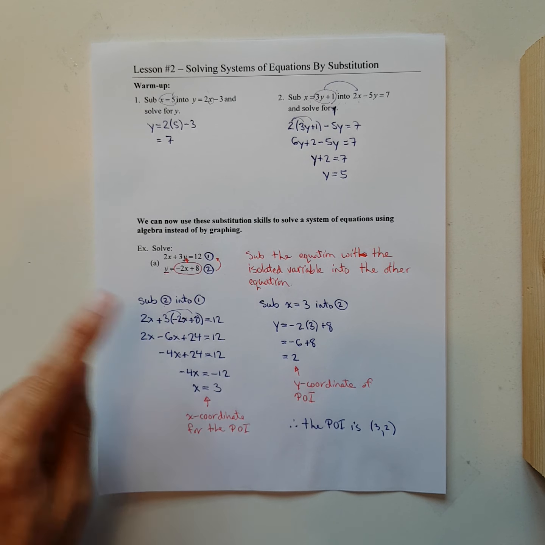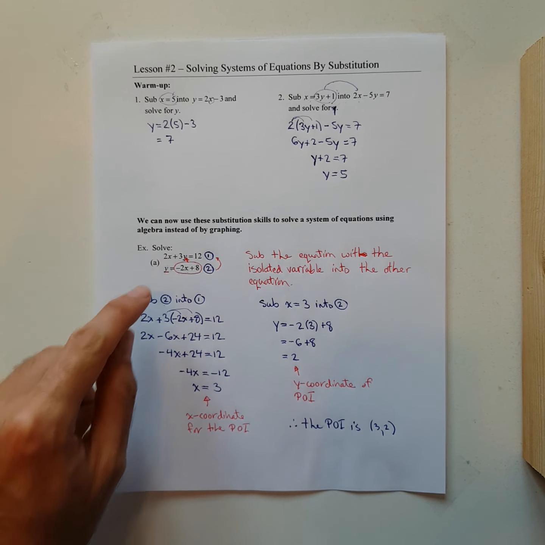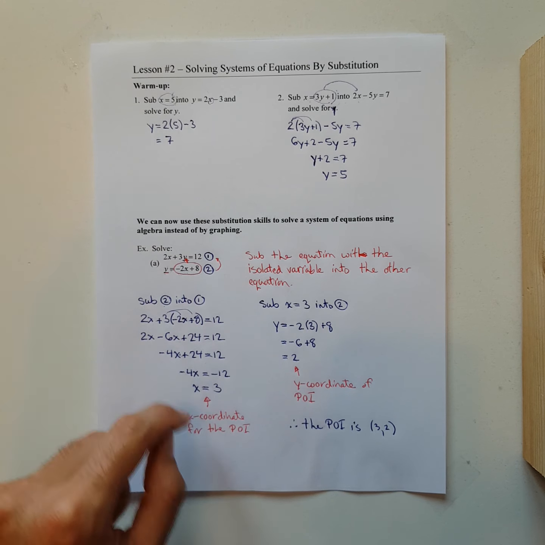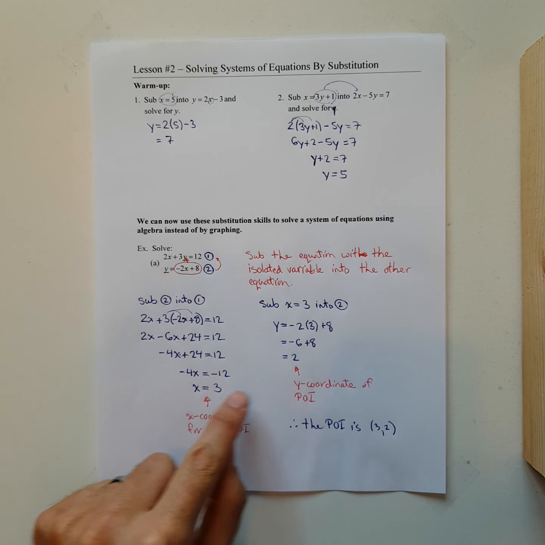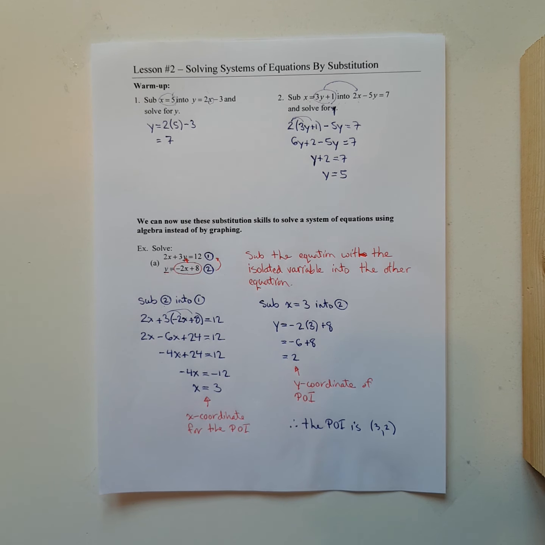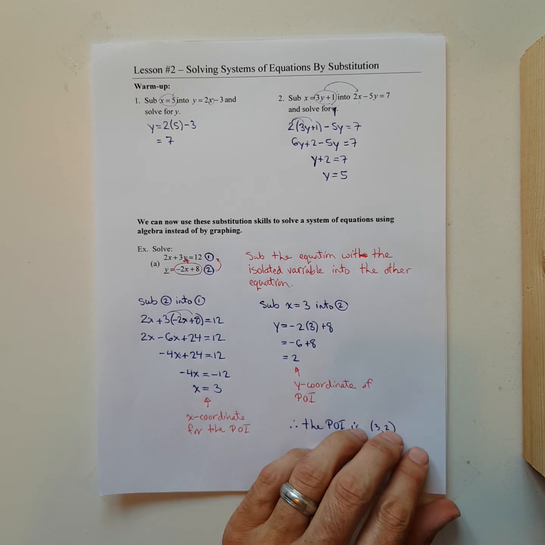Not always necessarily faster than graphing, but if you can picture this now with larger numbers, this would work for very large numbers where graphing would be difficult. Also, if these were decimal answers or fraction answers, this would continue to work where trying to find decimals or fractions on a graph would be very, very difficult. So now we have a method that would work basically for all of our scenarios.